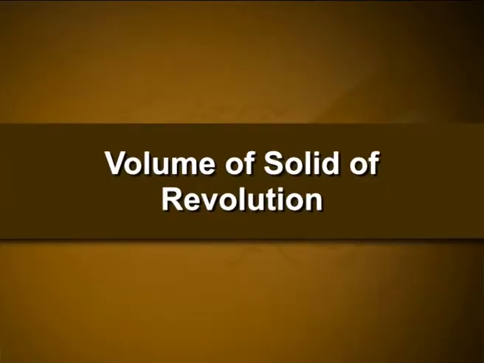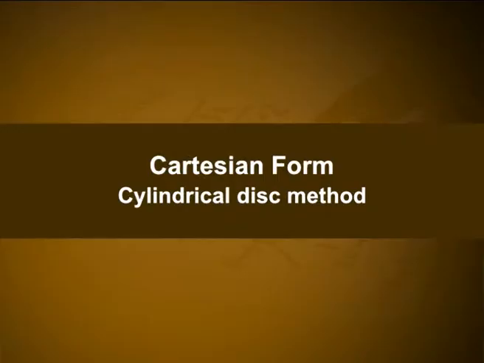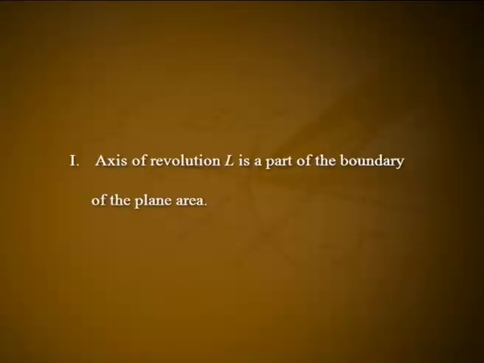Volume of solid of revolution. There are two methods to determine the volume of solid of revolution. First one, cylindrical disc CD method, and second one, cylindrical shell CS method. Cartesian form, cylindrical disc method. First one, axis of revolution L is a part of the boundary of the plane area.